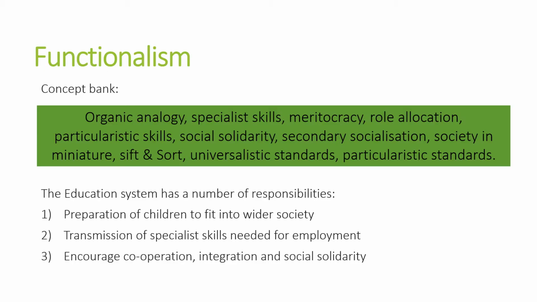So functionalism as a key theory. Now, the organisation of functionalism, they talk about how the education system has a number of responsibilities. Preparation of children to fit wider society, so making us fit into society, part of that socialisation process, transmitting specialist skills that we need to be employed, and also to encourage cooperation, integration and social solidarity. These are the key values that functionalists hold of the education system, and for them the education system is a positive thing. It is good, it's essential, we need it. So it's a very positive view of education.